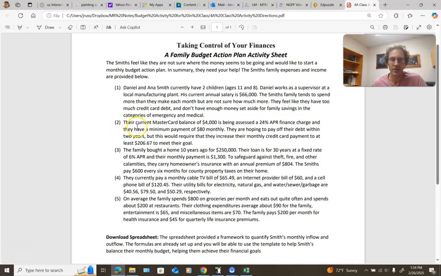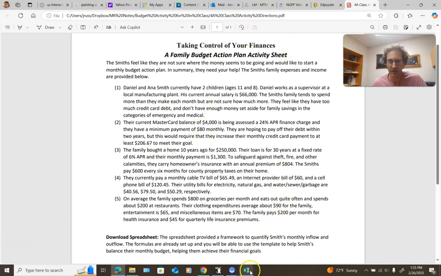And then number 2 here, it says their current MasterCard balance is $4,000, and it's being assessed at 24% APR interest rate. So we've talked about that. Finance charge, and they have a minimum payment of $80 per month. Okay, this is what's important, that right now they're paying $80 a month on their credit card.